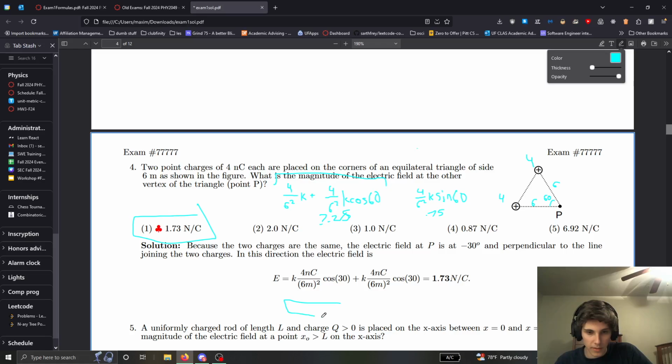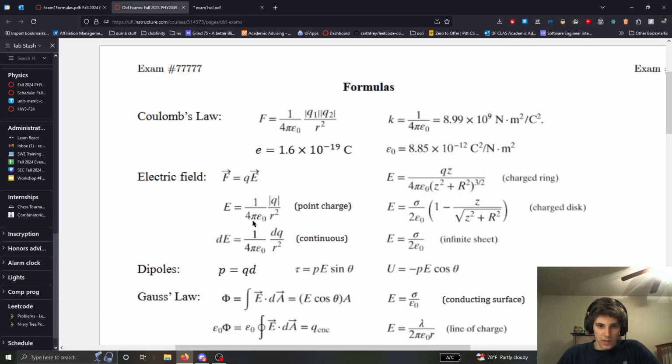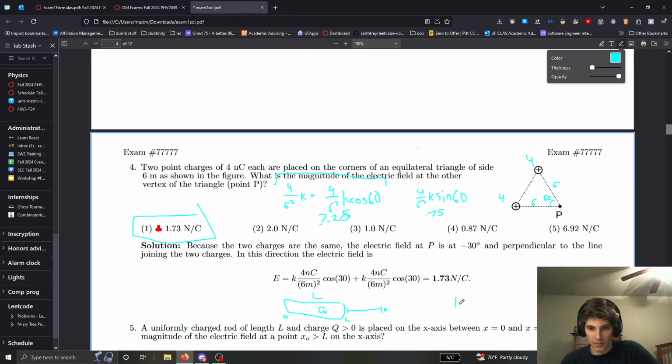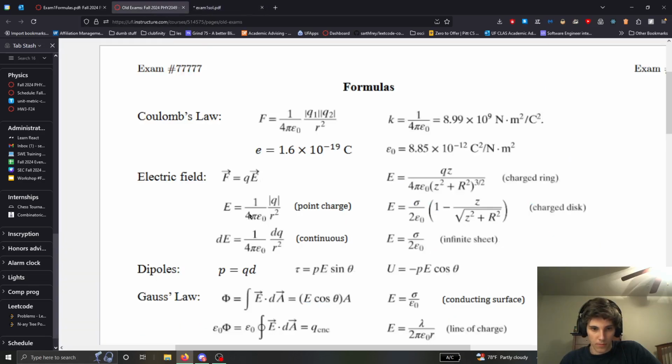So we have a rod of length L and charge Q, between 0 and L. We want the magnitude of the electric field at a point on the x-axis where our total x is greater than L. So this is going to be essentially this integral, right? Where we have k, and then we integrate here from 0 to L on this continuous distribution.